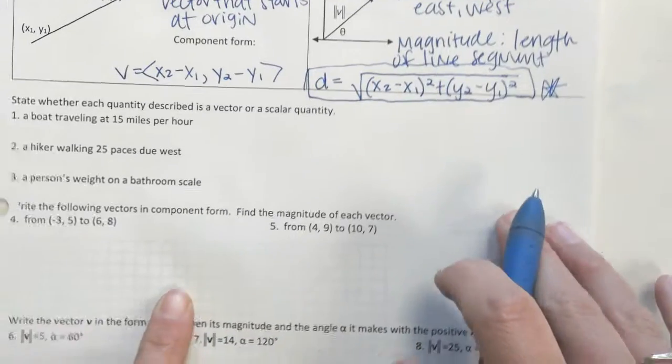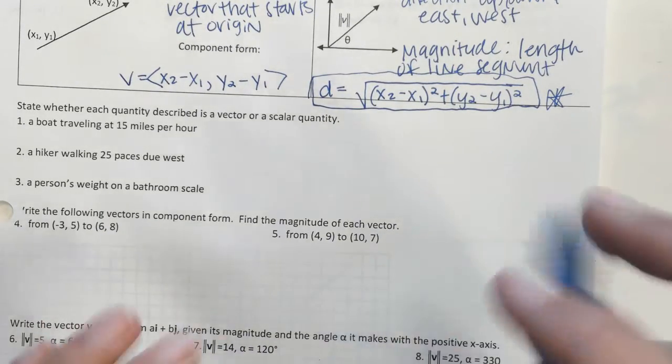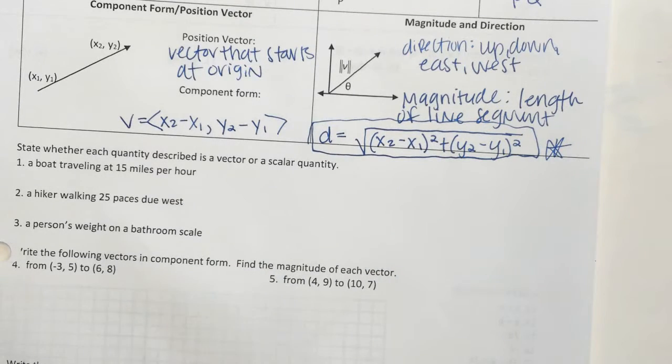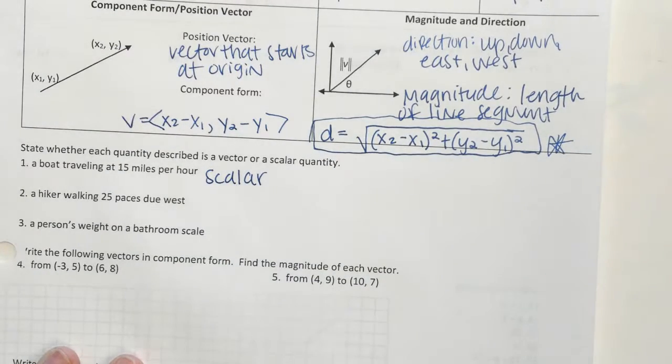All right, this first one says state whether each quantity described is a vector or scalar quantity. So like I said, a vector has to have magnitude and direction. Kelsey, read the first one for me. About traveling at 15 miles per hour. Okay, so do we have a direction for number 1? Nope, just traveling 15 miles an hour. So this is a scalar. It's a scalar quantity when it does not have direction. Again, a vector has to have direction and magnitude.